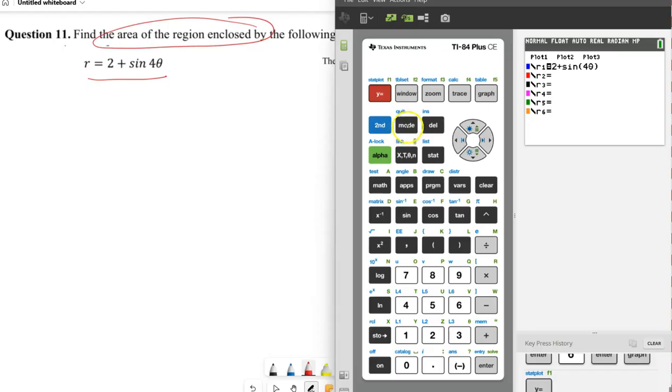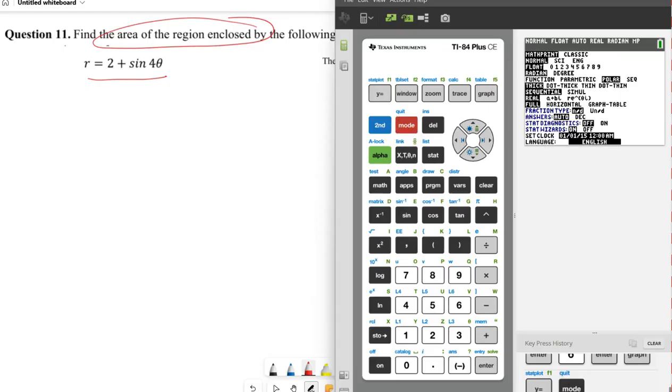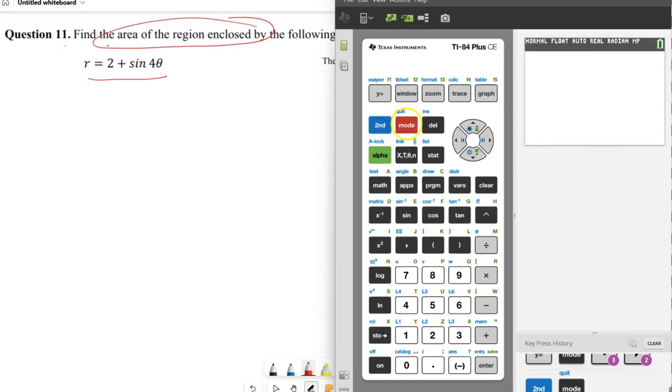Just want to remind you guys, if you want to plot it as a polar on the calculator, make sure that in your mode, polar is highlighted like that. And when you do that and hit Y, it is going to come into the r format. So the graph of this looks like this. I'm going to pick it up and plot it on my whiteboard.